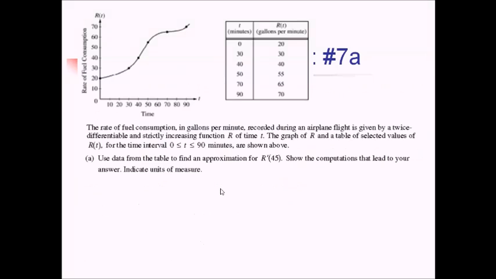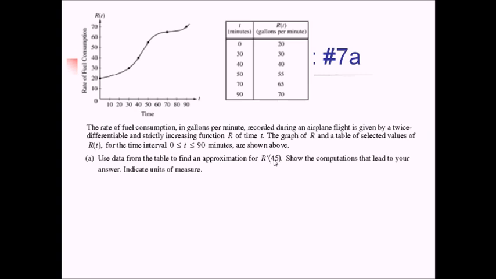For this problem, we have a basic setup here with the rate of fuel consumption in gallons per minute of an airplane being recorded in these graphs and tables up here. And we're told that this function is twice differentiable and strictly increasing, which might help us out a little bit later. So first thing they need us to do is, using the data from the table, approximate r prime of 45.